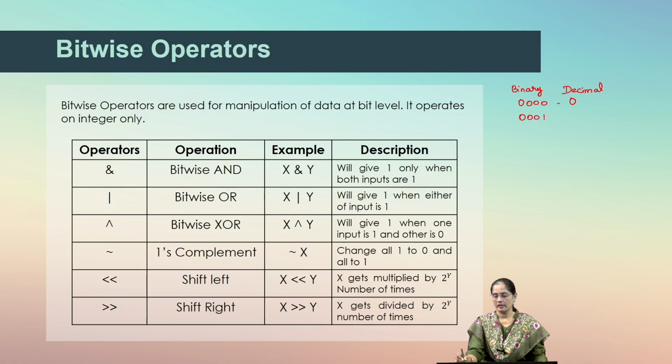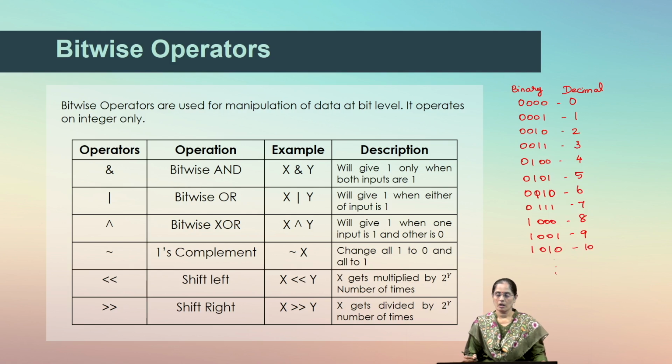And 0001 will be used as a representation for decimal value 1, and 0010 will be for 2, 0011 will be for 3, 0100 will be the decimal value 4, 0101 will be for 5, and 0110 will be for 6, and 0111 will be for 7, and 1000 will be for 8, 1001 will be for 9, 1010 this is for 10. So, it goes on up to 16.